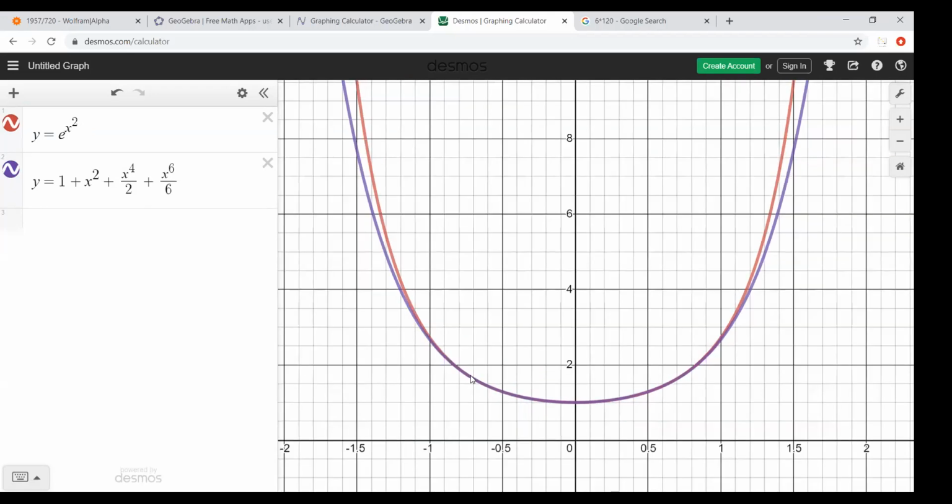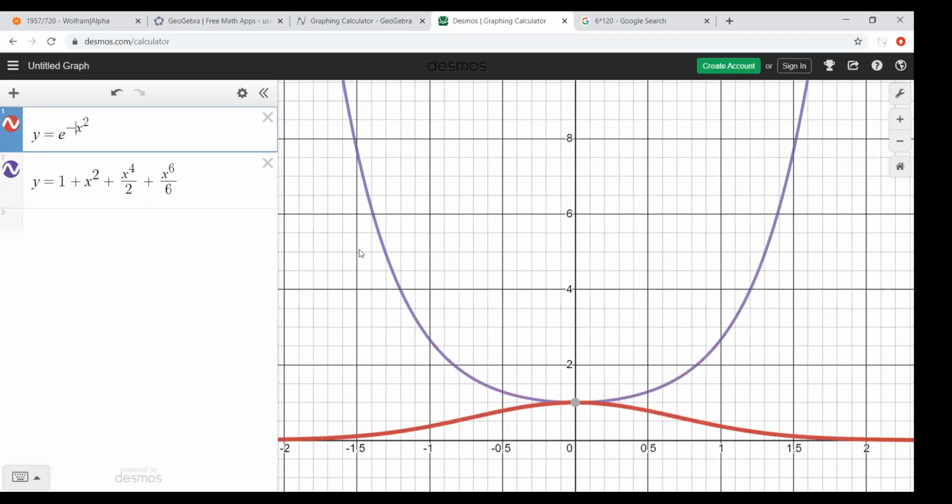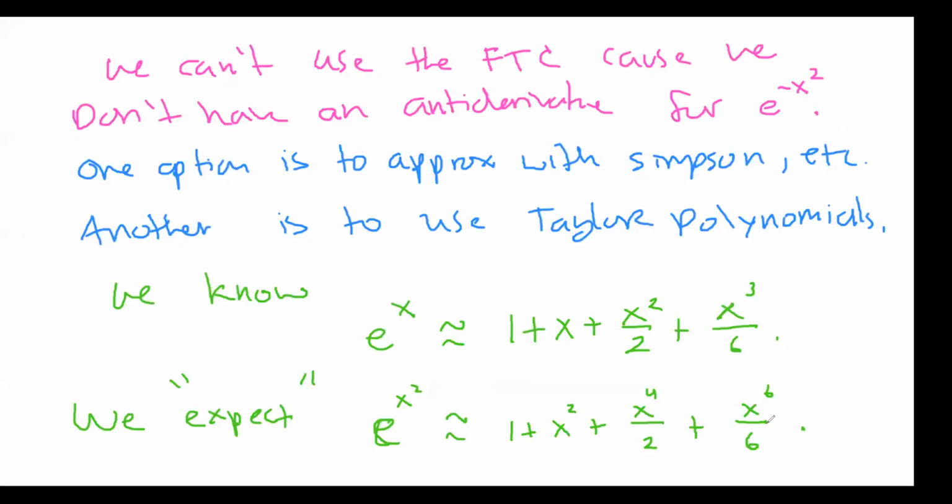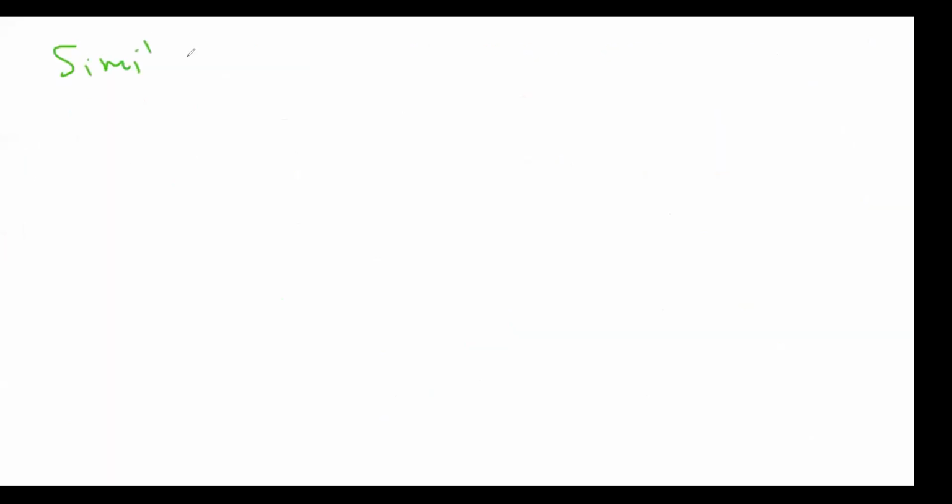Okay, now, you might be saying, well, that isn't the function we started with. I agree, but we have to take baby steps. What we really wanted to deal with was minus x squared, right? So if we go back to our whiteboard, what we expect then is the following. Similarly, we expect e to the negative x squared to be 1 minus x squared plus x to the 4th over 2 minus x to the 6th over 6.